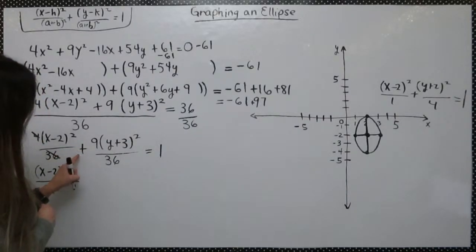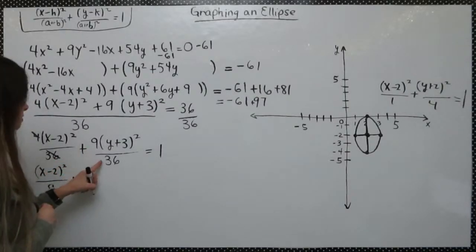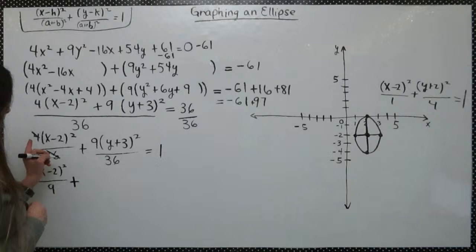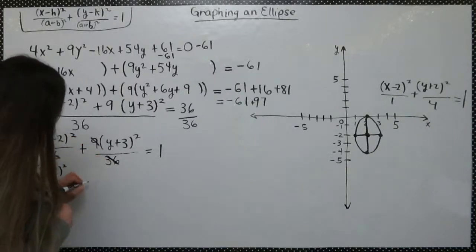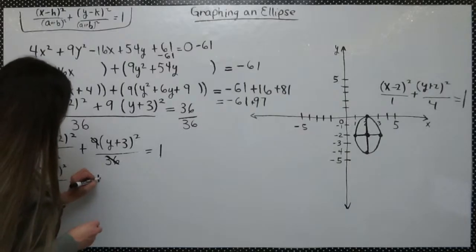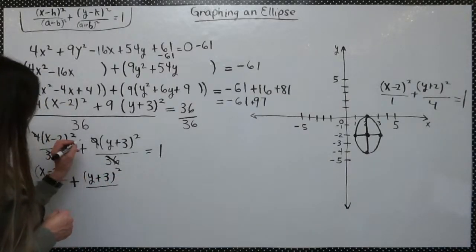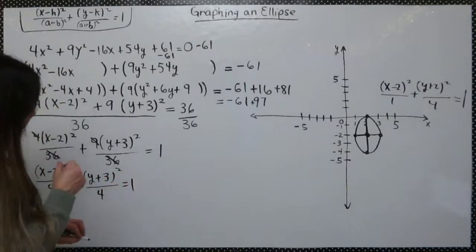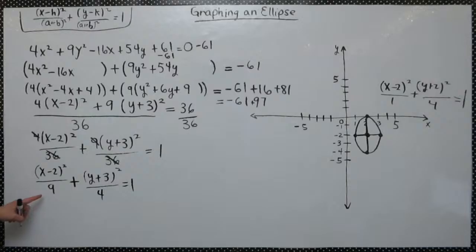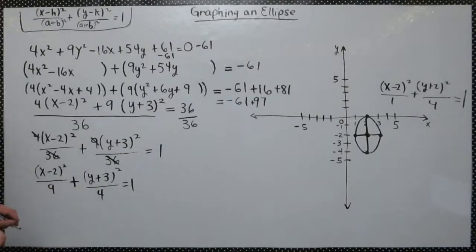This would be a minus if it was our hyperbola. And then 9 goes into 36, that's 4 times. So that's going to be plus. These will reduce down, and you'll have y plus 3 quantity squared over 4. And then that's going to equal 1. And then you're going to look at it and say, which one's bigger, 9 or 4? Okay. And 9's bigger, so 9 has to be A.